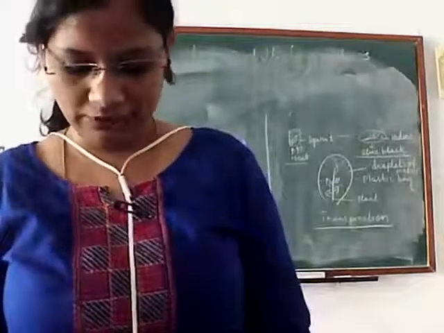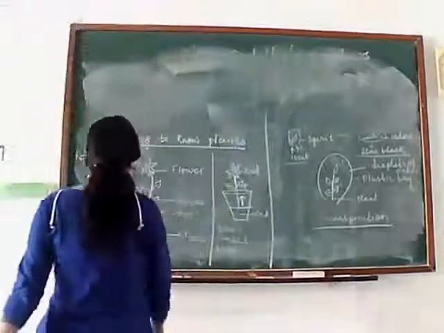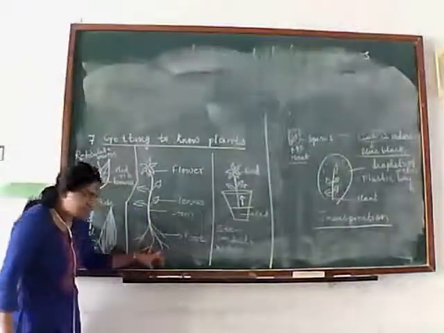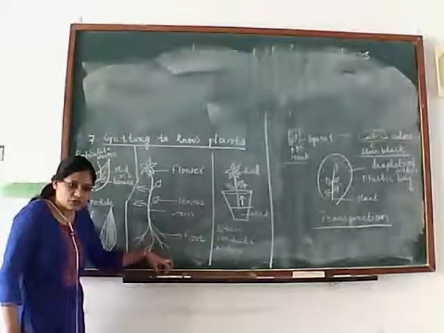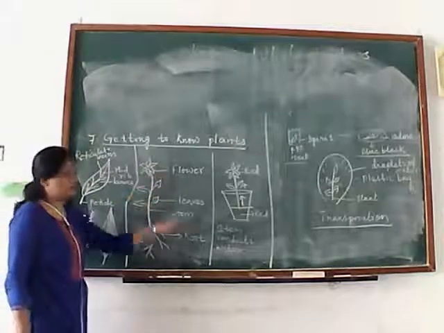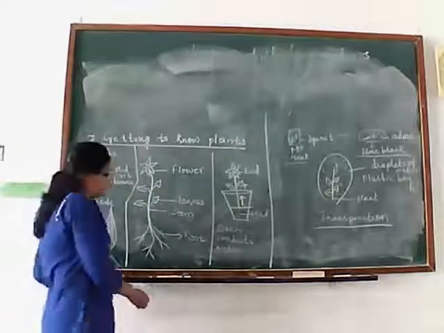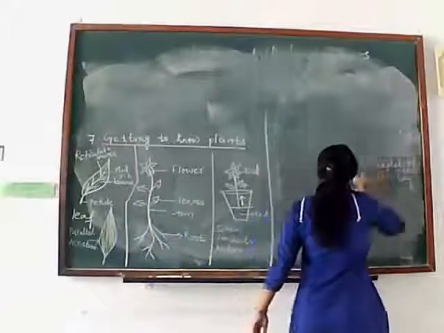Then we have, what are the functions of roots? The main function of the root is to anchor the plant to the soil, and it will absorb water and minerals and take it to other parts of the plant. Okay? The next topic is taproot and fibrous.